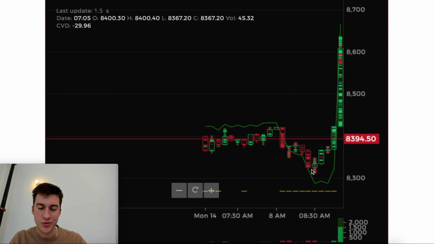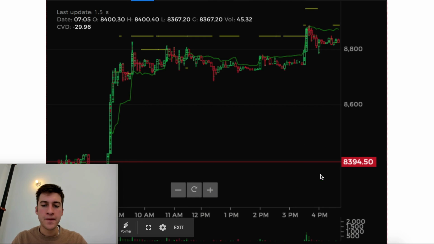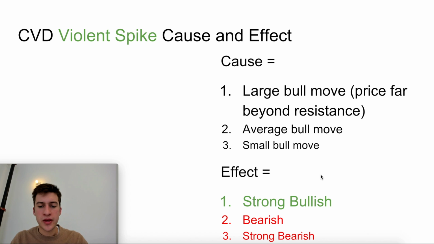Price probably faked out some traders here before moving upward here because it triggered stop losses down here. And then price goes up after this limit buy order props up as well, as you can see with that. So we see that large bull move and price moves far beyond resistance, but we also see a spike in CVD. That is actually going to be a very strong bullish sign. However, and this goes back to the rules, when we see an average bull move or a small bull move, this is what we get.